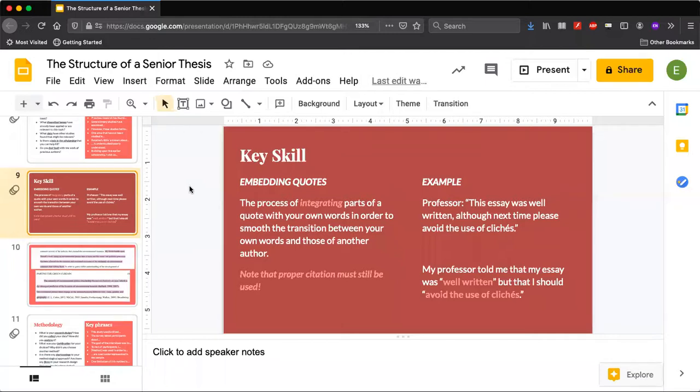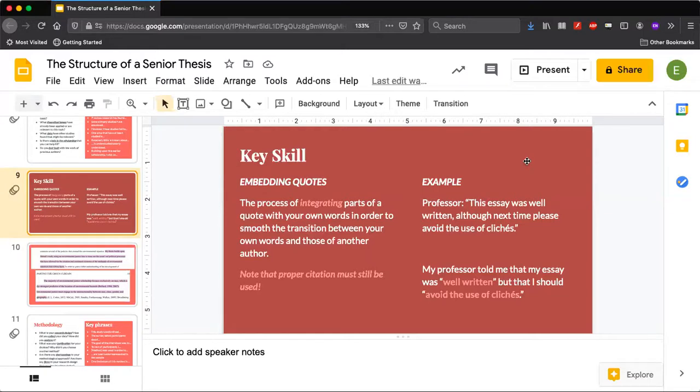You still use proper citation, but instead of having your paragraph and then a big block of someone else's words, and then you're writing again, and then a big block of someone else's words, you pick and choose only the most important phrases, sometimes even a single word, or part of a sentence from the quoted material, and you weave that in, you integrate that into your own sentences.